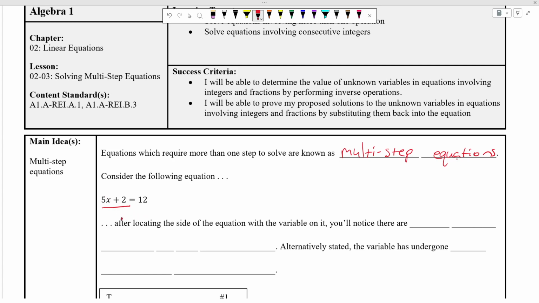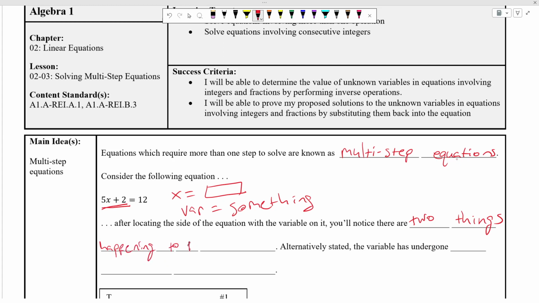Now, once you direct your eyeballs to that side of the equation, always keep in mind the goal here: you want the variable to equal something, right? That's supposed to be a box there. Box. There we go. Variable. Keep in mind this is the goal. Variable equals something, anything, whatever it is. We don't know yet. But with that in mind, and looking at this, you will perhaps notice there are two things happening to the variable.